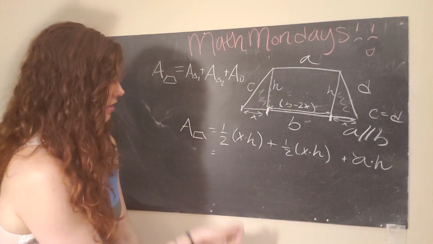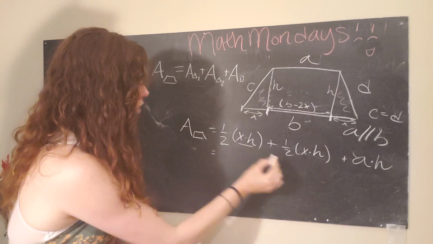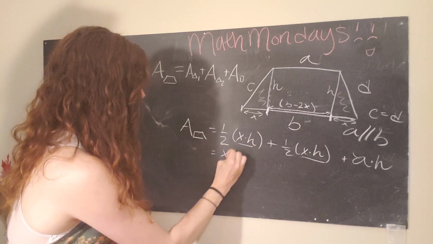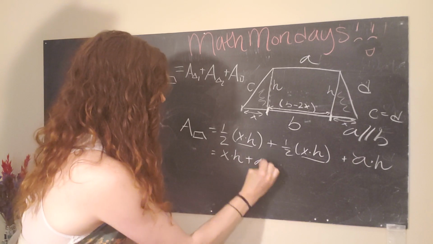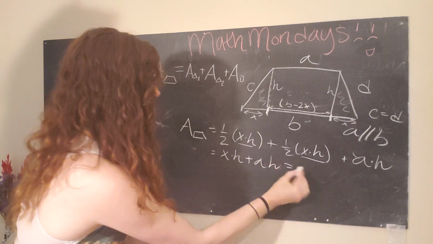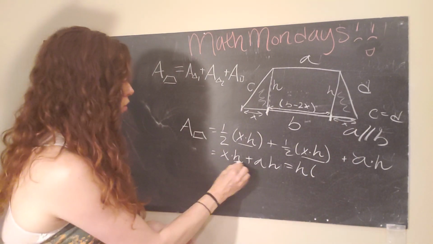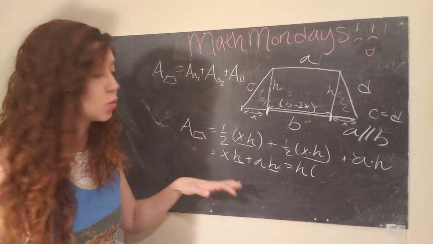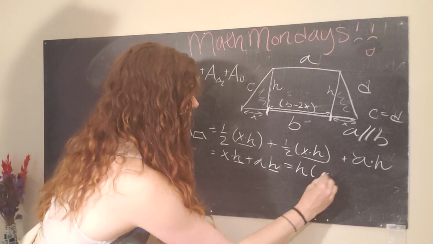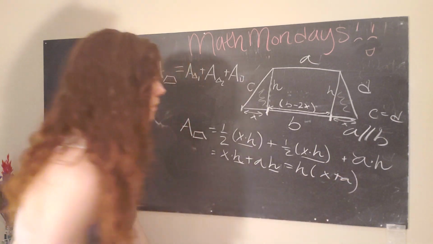So let's simplify this, and we'll say 1/2 x times h, so we get x times h plus a times h. And we can simplify that by saying we can pull h out because h is common between these two, and say h times x plus a.